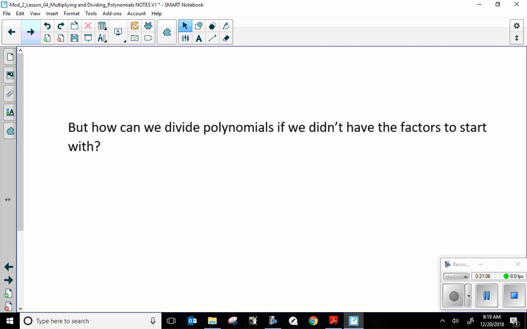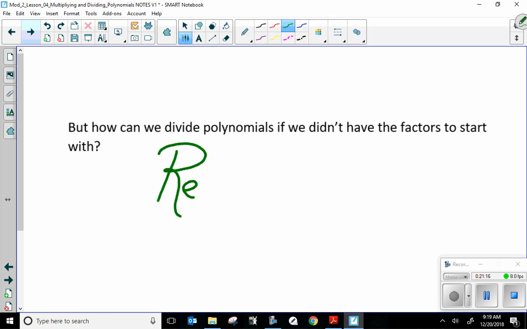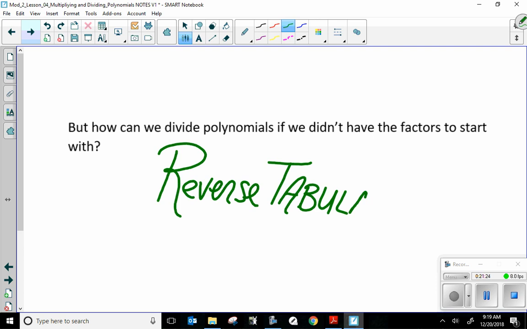So how can we divide these polynomials if we don't have the factors to start with? Okay? And it's something I like to call reverse tabular. Okay? We're going to use the reverse tabular method. What does that mean? We just spent the beginning part of this lesson going over multiplying 2 polynomials using tabs, or the tabular method. Let me go back.